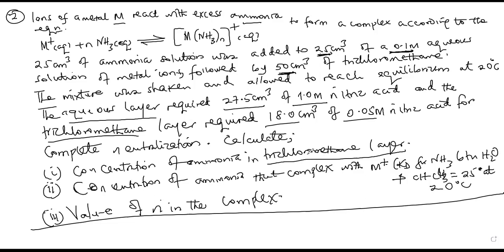Then you go ahead to look for the one for the water layer. But when you're considering the volume of water, you're saying that 25 cubic centimeters of ammonia solution was added to 25 cubic centimeters of aqueous. So the total aqueous will come to be 50 cubic centimeters.